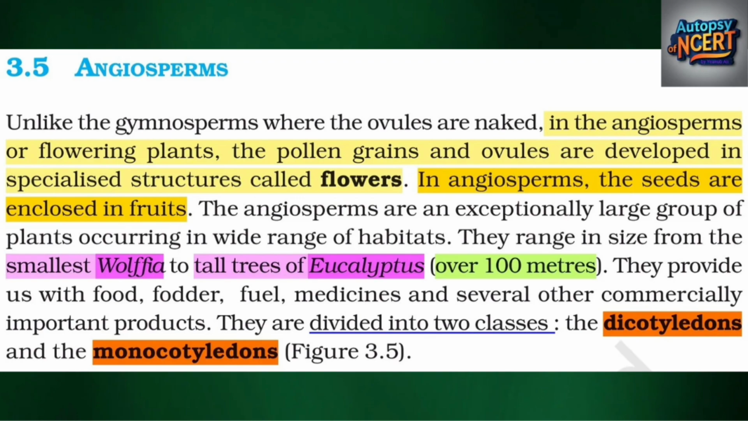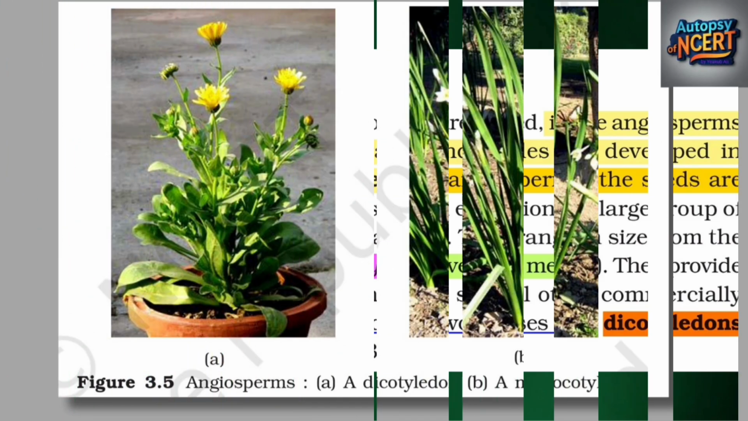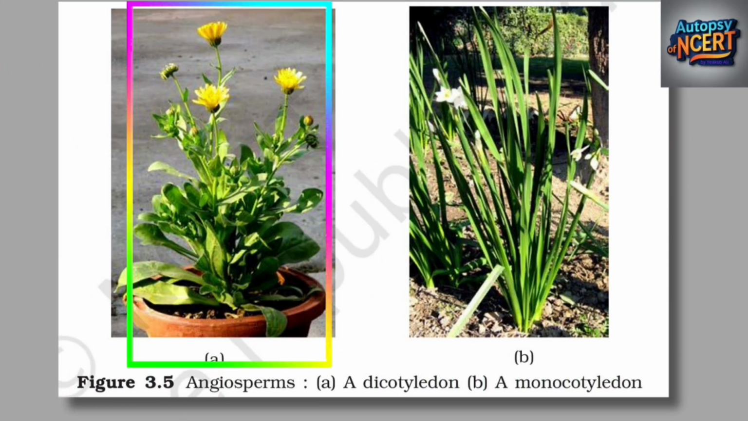They range in size from the smallest Wolffia to tall trees of Eucalyptus, over 100 meters. They provide us with food, fodder, fuel, medicines and several other commercially important products. They are divided into two classes, the dicotyledons and the monocotyledons, Figure 3.5. Angiosperms: dicotyledon, monocotyledon.